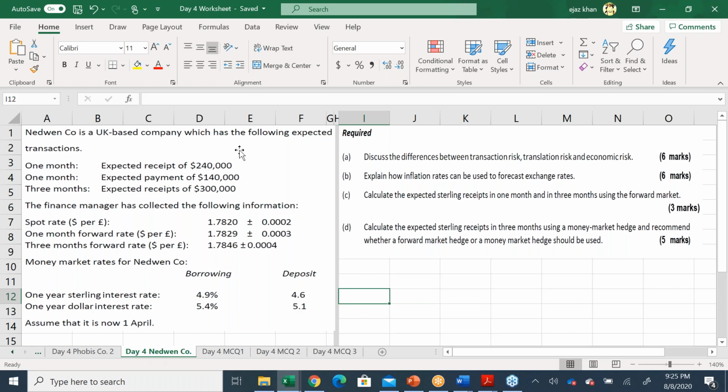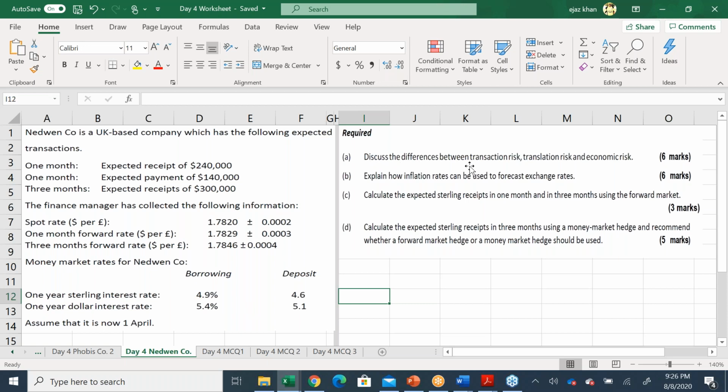Netven company is a UK-based company which has the following expected transactions. It expects to receive 240,000 US dollars. It's a UK-based company, right? So these are foreign currency transactions. 1 month, $240,000. 1 month payments of 140,000. 3 months receipts of $300,000. Okay. So the rates are given, the spot rates are given, the borrowing rates are given.